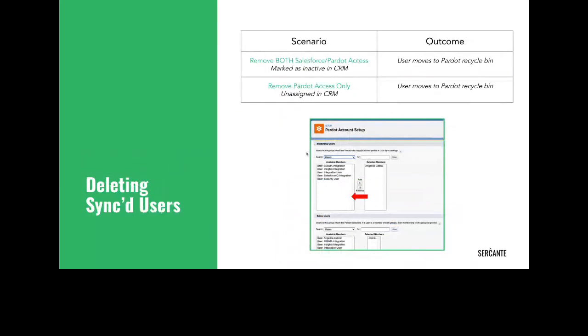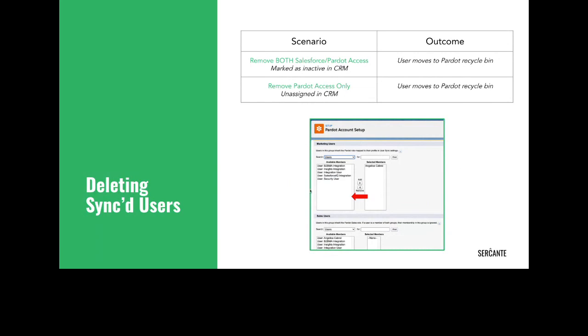All right, so we talked about managing users. What about deleting users? When you would like to delete users, depending on your specific scenario, whether or not you would like to remove them from both Salesforce and Pardot, what you're actually going to do is mark them inactive within your CRM. That inactive checkbox on that Salesforce user record, you're going to go ahead and mark them as inactive. That's automatically going to move that user to the Pardot recycling bin. Now, if we're looking to just remove Pardot access only, all you need to do is move your individual right back over to the left-hand side so they no longer have Pardot access.